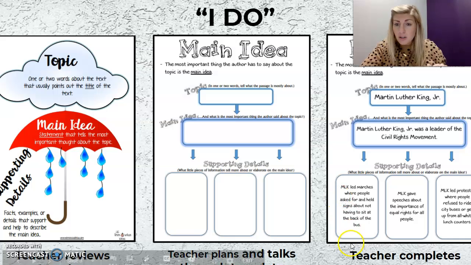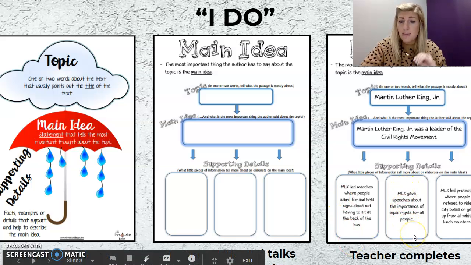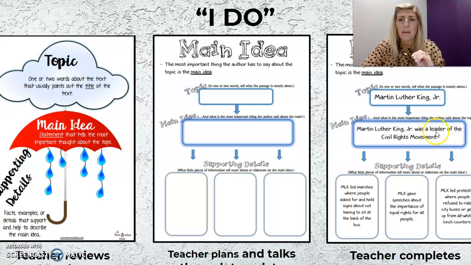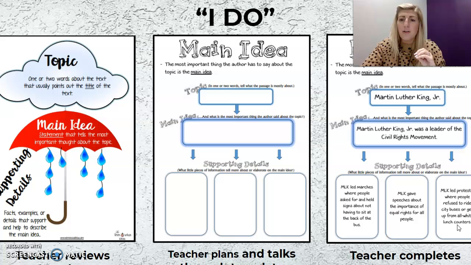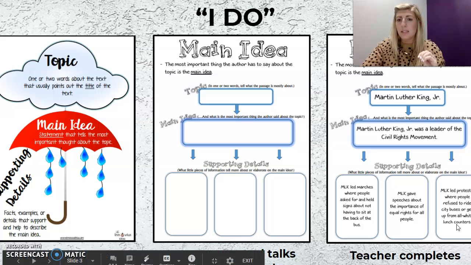I know that he led the marches. I know that he gave the speeches about the importance of equal rights. And I know that he led the protest. These words, led, really helped me because I used the word leader in my main idea. And these are examples from the book that help describe why he was a leader and how he was a leader. So they really do support my main idea. I feel good about this.